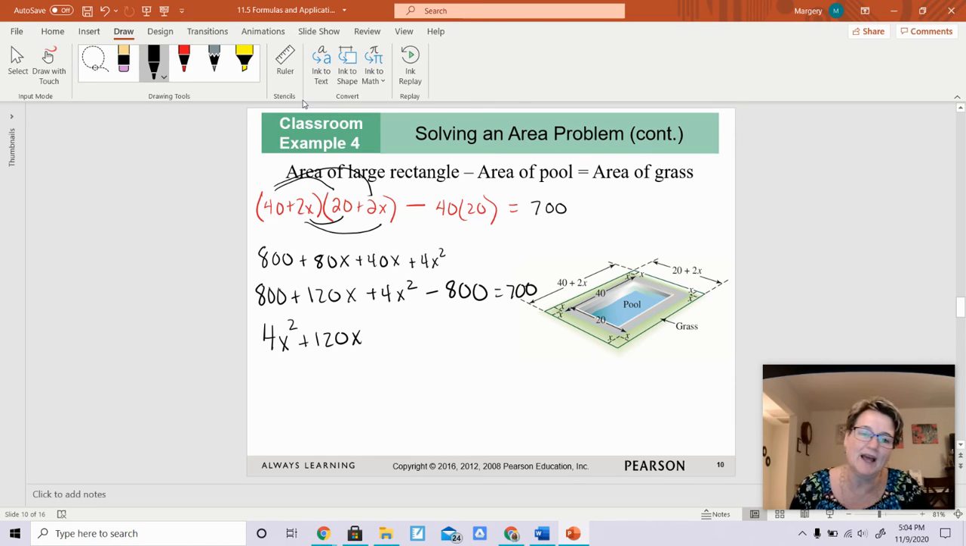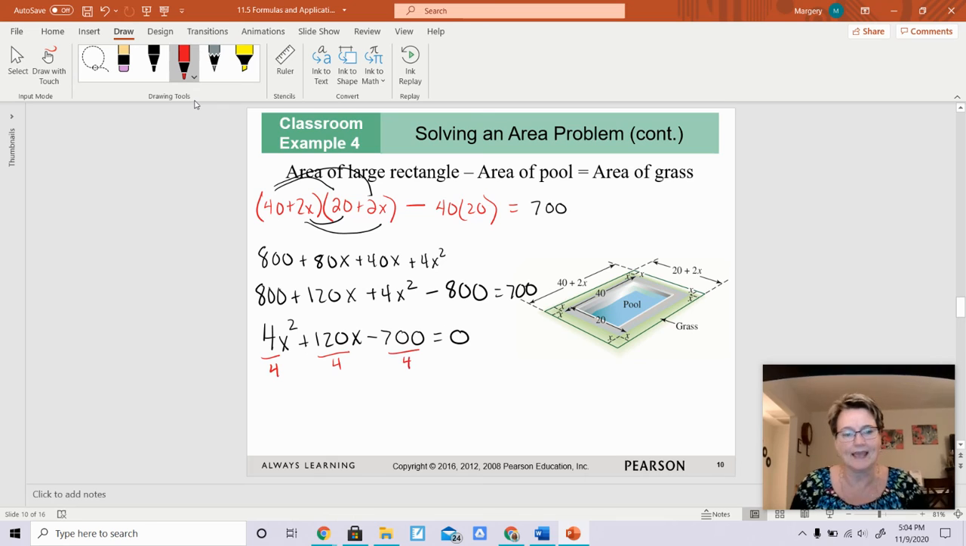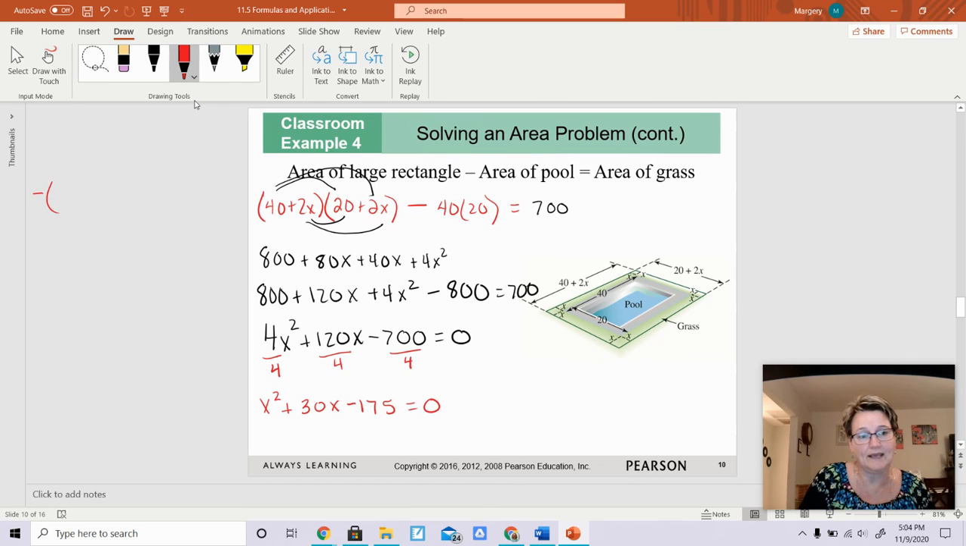I'm going to bring this 700 over to the other side, which makes it a negative 700 equals 0. Now in this part, you can use the quadratic formula if you want to, but to make this a little bit less work, I'm going to divide everything by 4. So I'm going to get x squared plus 30x minus 700 divided by 4, which is 175, equals 0.